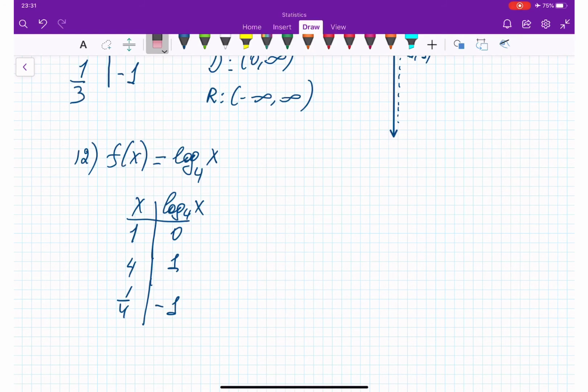So the graph is going to look like, so 1 and 0. Every single logarithmic graph is going to go through 1 and 0. And then we have positive 4, 1, 2, 3, 4, positive 4, and 1.